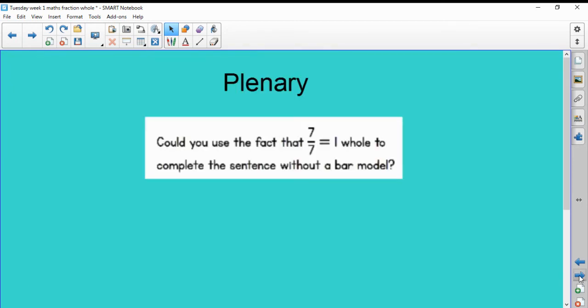Here's the plenary to finish us off. Could you use the fact that 7 sevenths equals 1 whole to complete the sentence without a bar model?